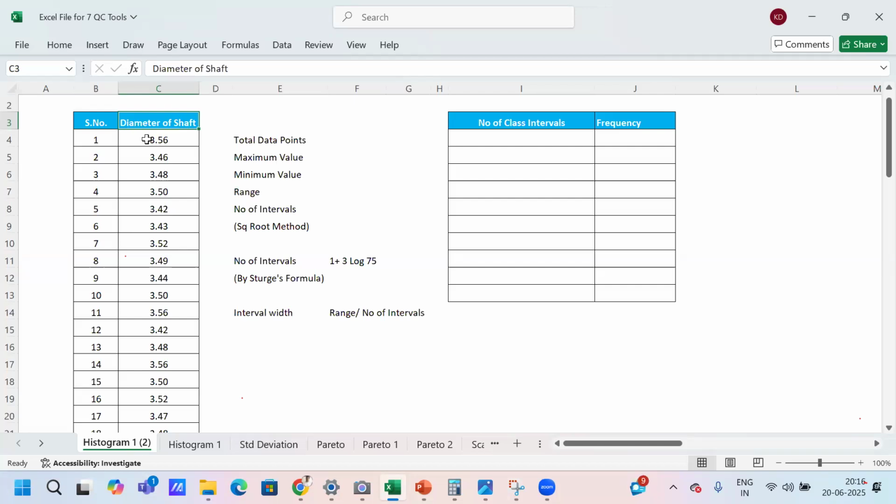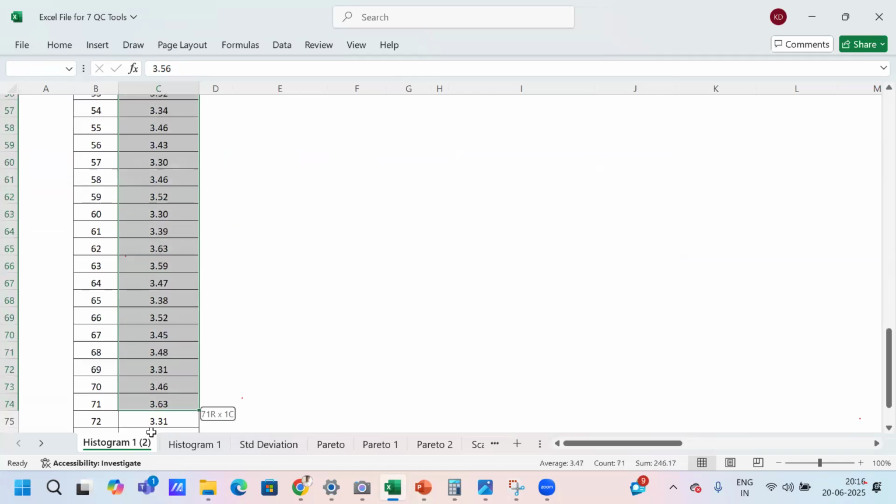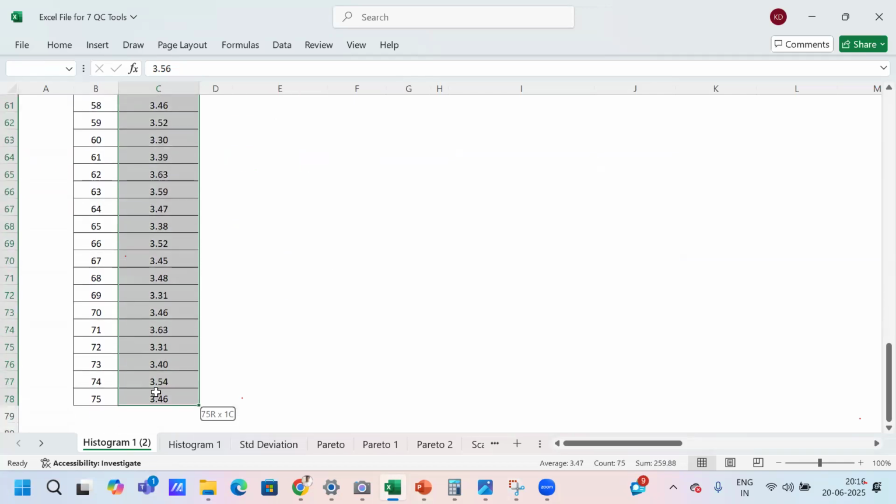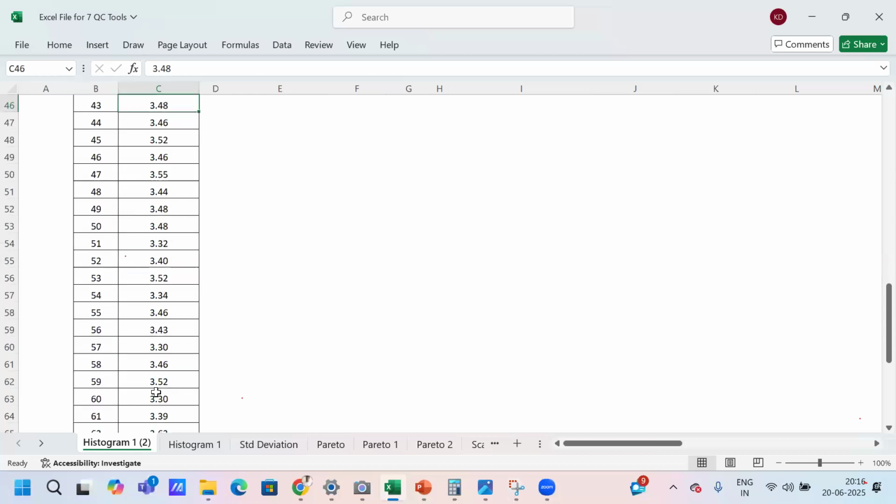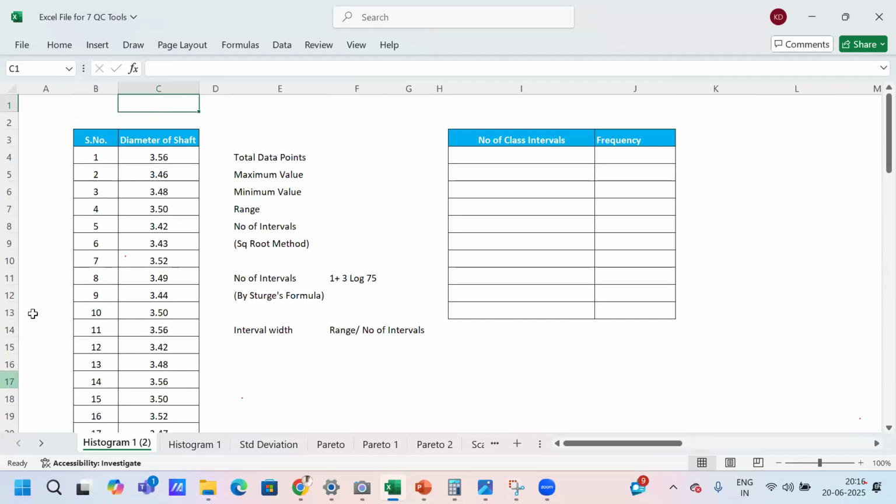Suppose Akash checked 75 parts, and he wrote down the dimension he observed. So Akash checked 75 parts and he came to me with only 2 columns. Akash told me, sir, this is the data. Now I would like to teach Akash how to draw a histogram. So Akash came with only these 2 columns, diameter of shaft and serial number.